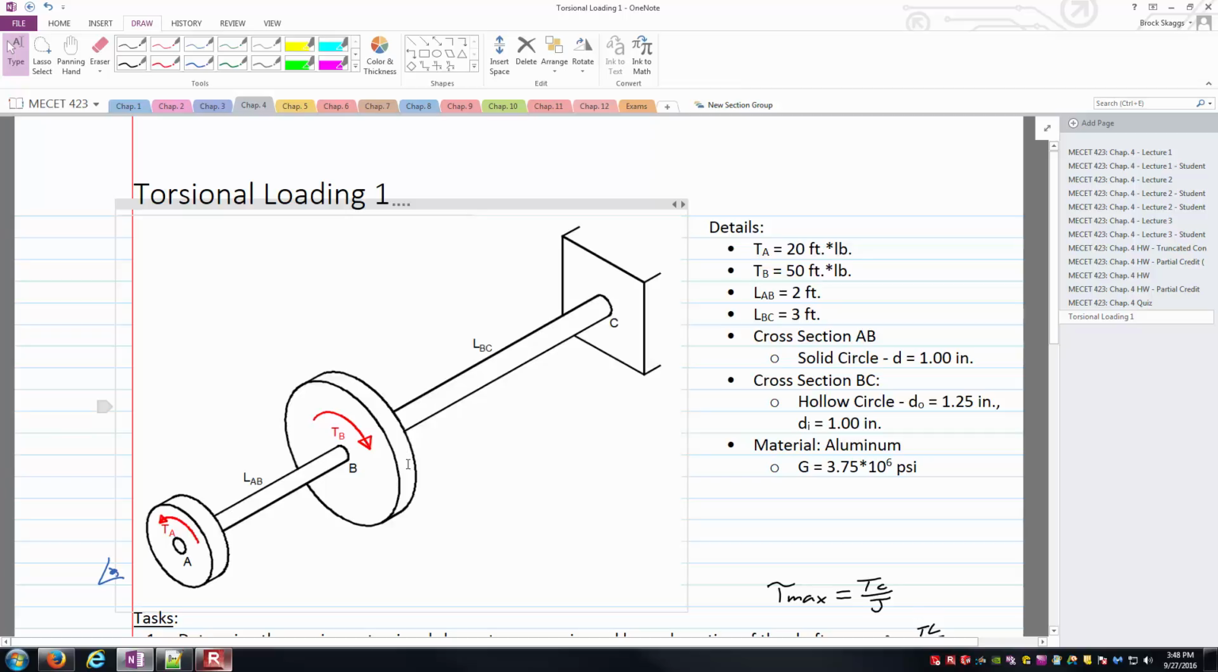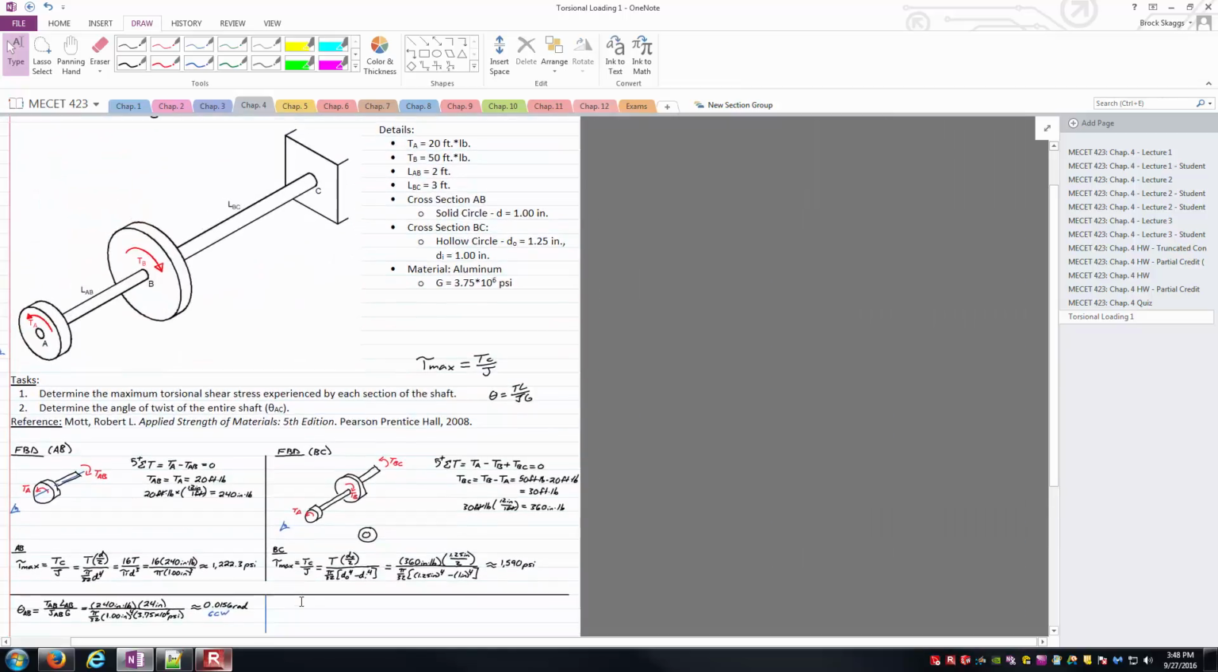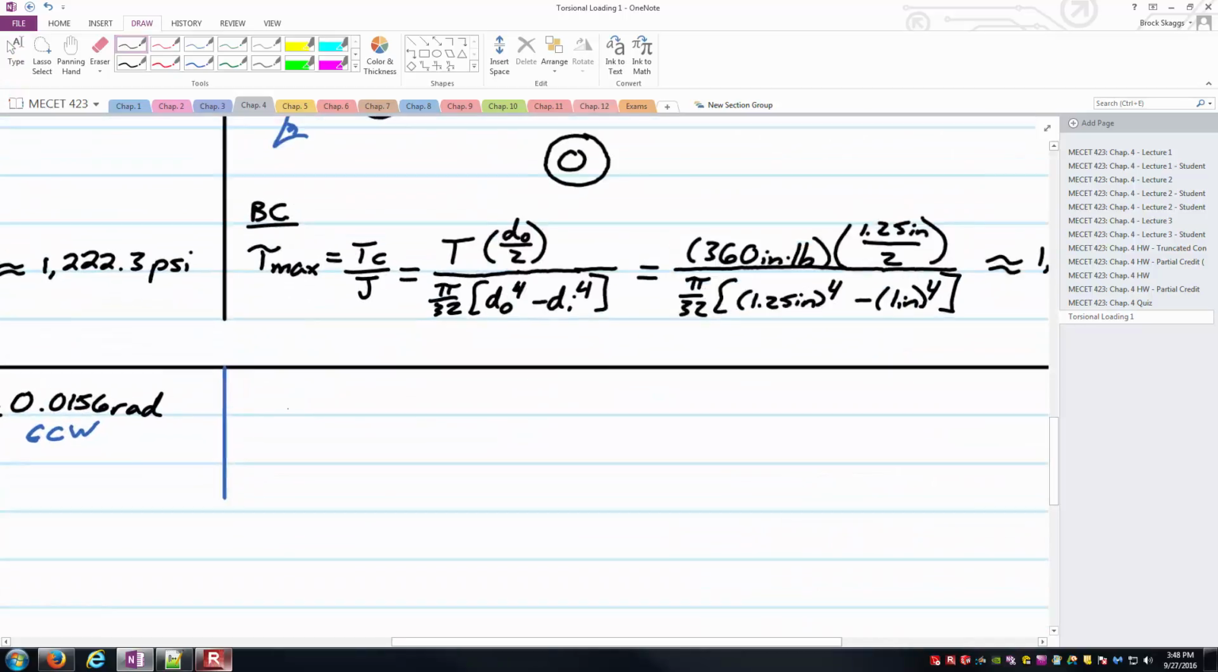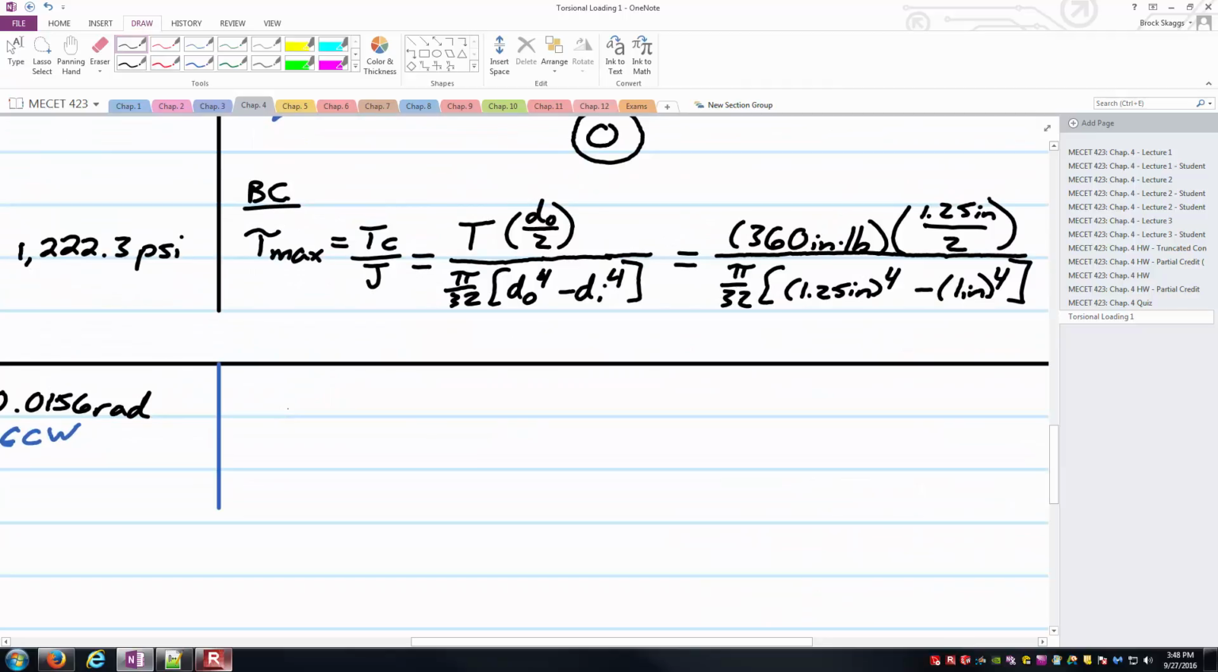Now we just need to repeat the process and look at B relative to C. I'll do that on the right-hand side here. Again, we're having to split this up because the torque is changing between the two sections as well as the polar moment of inertia. And so I'm going to have here something like theta BC is equal to the torque BC, the length BC, all over JBC and G. And then we just start filling in the values.